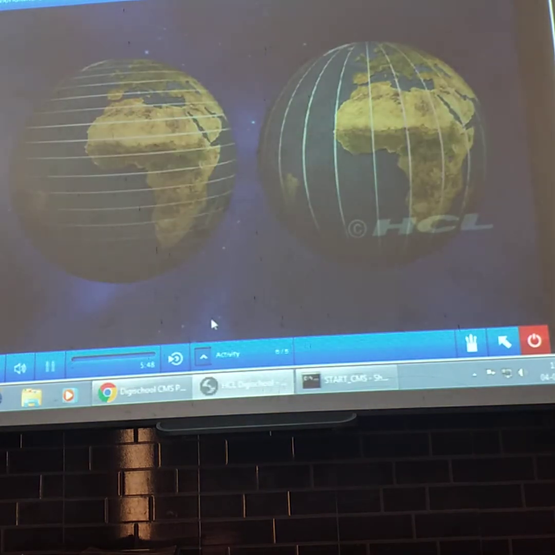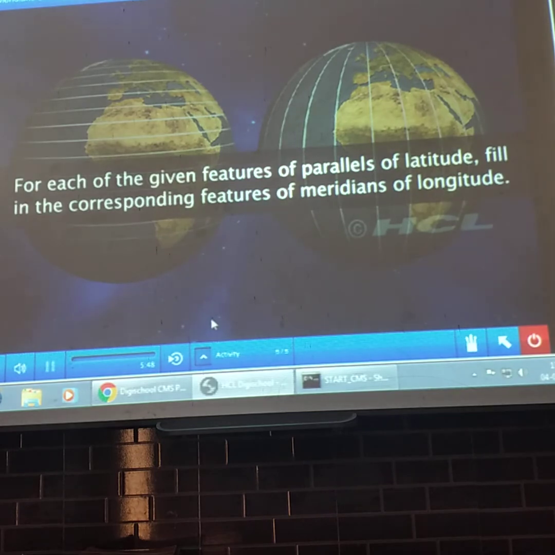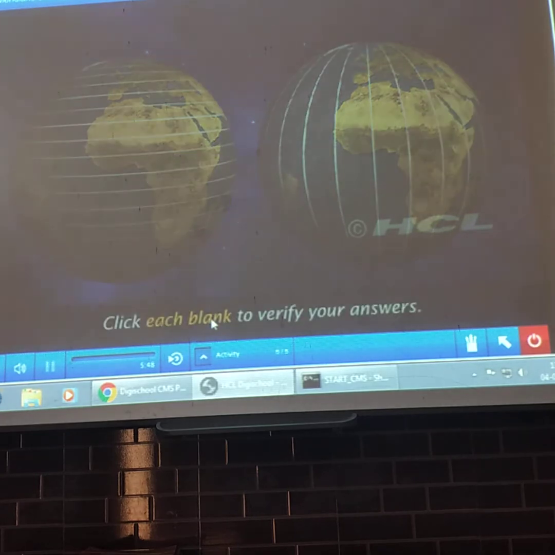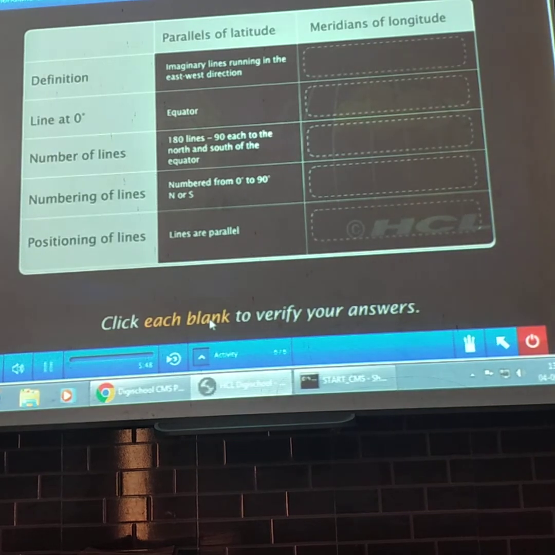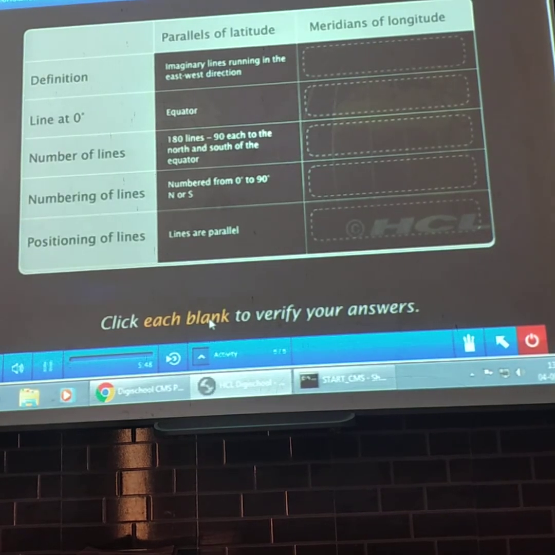Let us now distinguish between the features of parallels of latitude and meridians of longitude. In each of the given features of parallels of latitude, fill in the corresponding features of meridians of longitude. Click each blank to verify your answer.